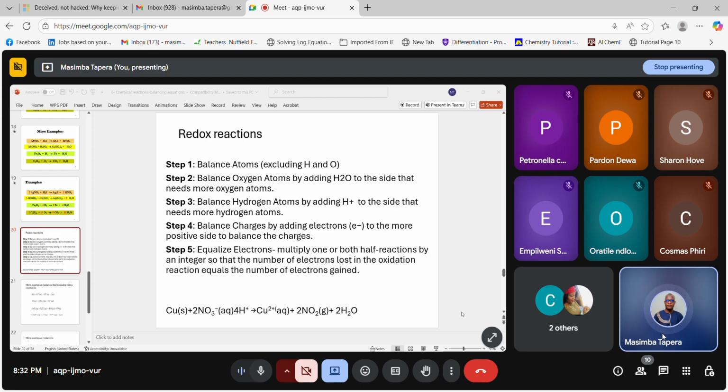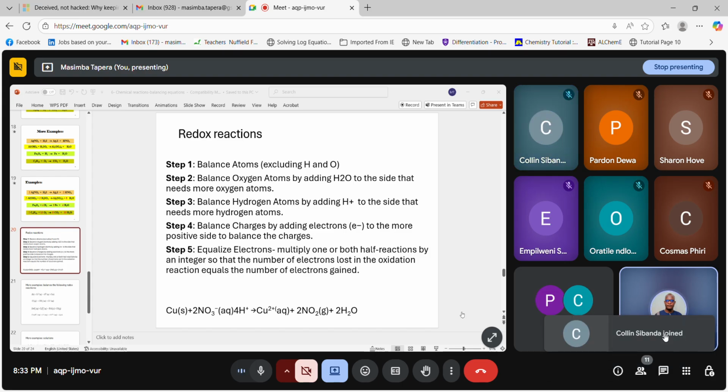Then you realize that in those redox reactions, you can have a situation whereby one side has got hydrogen, it might have maybe water, and the other side does not even have any hydrogen. So to balance hydrogen atoms, you have to add H plus ions. You add H plus to the side that needs hydrogen, or to the side that does not have hydrogen.